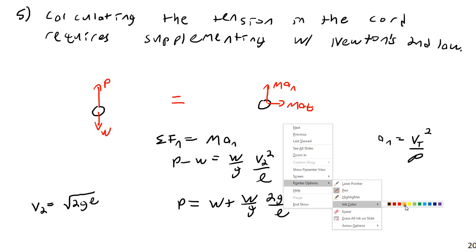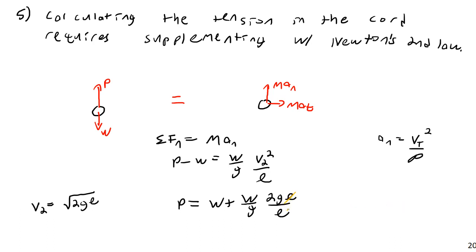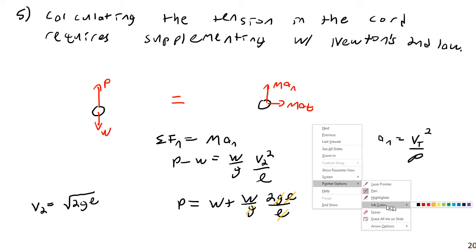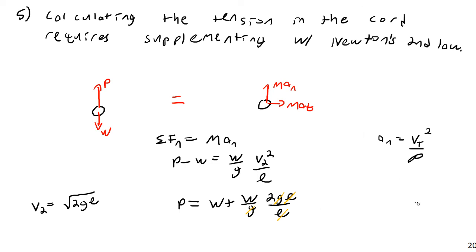I'm going to get some maybe orange here to cancel things out. L and L goes away, G and G goes away, and I get simply 3W, or I get W plus 2W, or simply P equals 3W.